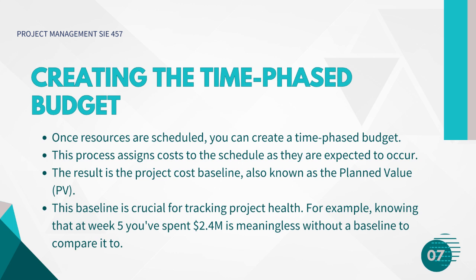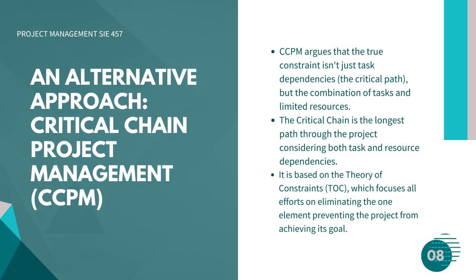This is done by creating a time-phased budget. You distribute the costs for labor and materials across the project timeline, showing exactly when you expect to spend the money. The result is the single most important metric for tracking performance: the project cost baseline, also known as plan value or PV. Without this baseline, your financial data is meaningless. Knowing you've spent $2 million by week 5 tells you nothing unless you know what you plan to spend.